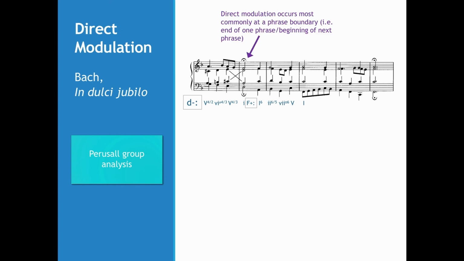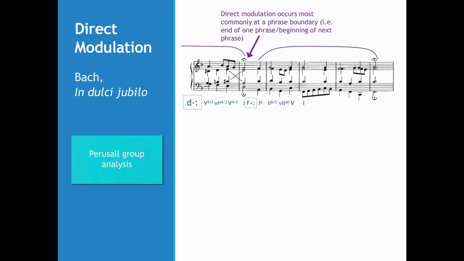And this is what a direct modulation is. There's no transition point. We just immediately go into the new key. It's most common that you'll see these at phrase boundaries. In other words, you'll see it happening after the end of one phrase and just before the beginning of the next phrase. Because direct modulations are very abrupt, we want them to correspond to moments of change.